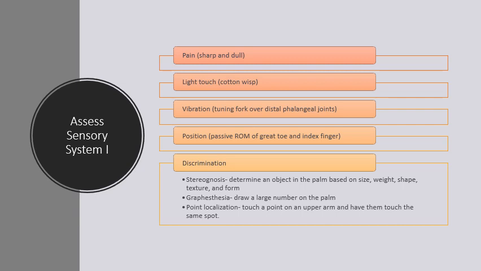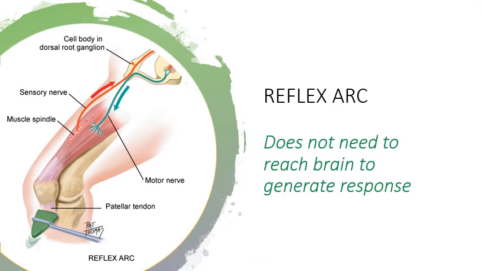And then there's point localization. So having the person seated and closing their eyes, you touch a point on their arm, and then with their other arm, they reach over and they touch the same point that you just touched, so they can localize the same area that you just touched.